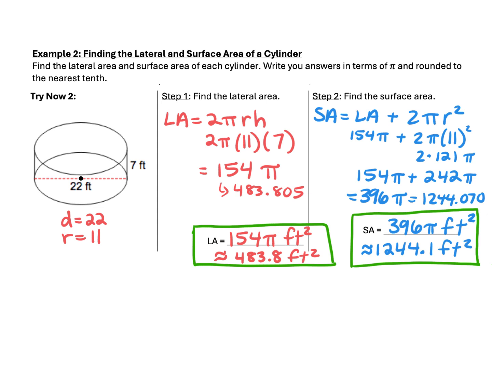This is the last problem in lesson 10.4, so you're now ready to complete your 10.4 CYU. Day 1 portion is the first 3 questions on finding surface areas of prisms, and then day 2, the last 3 questions will all involve cylinders.